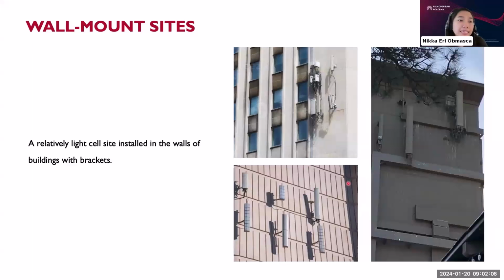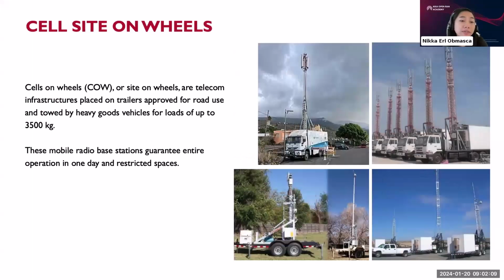Next is cell site on wheels. These are telecom infrastructure placed on trailers approved for road use and towed by heavy goods vehicles for loads of up to 3,500 kilograms. These kinds of cell sites are usually used at concerts, events, conferences. So you will see a lot of this deployed during those kinds of events. This is called COW for Globe and MOW for Smart. I don't know what they use in detail, but those are the things that I know.